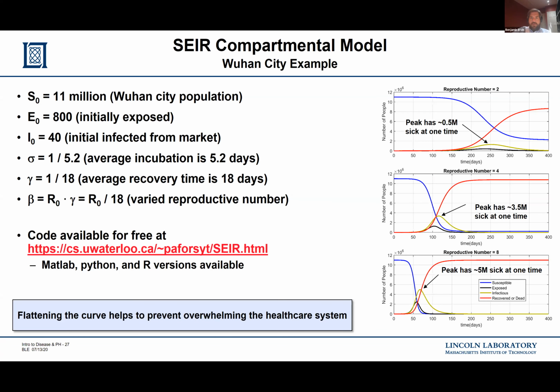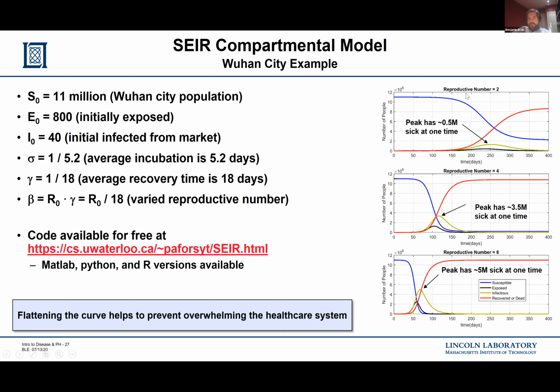So I've provided an example here of the Wuhan city example, where you essentially have 11 million people in Wuhan city to start out with in the population. 800 people assumed to be initially exposed, 40 of those become infected. So you get a sense here of the size to start out. And then you can say, okay, well, if the average incubation is 5.2 days for SARS-CoV-2, and the average recovery time is around 18 days, and you can make some assumptions on the reproduction rate, then you can plot these out.